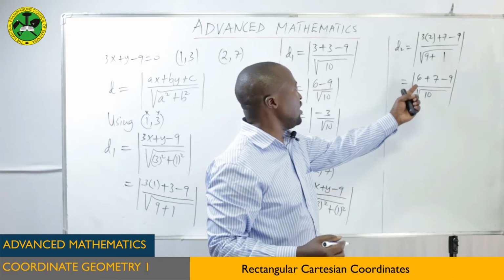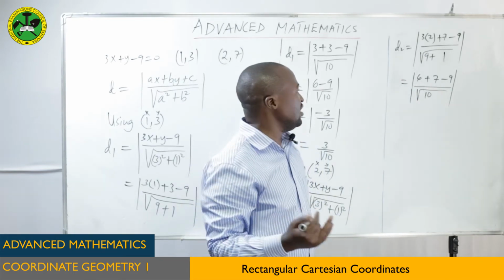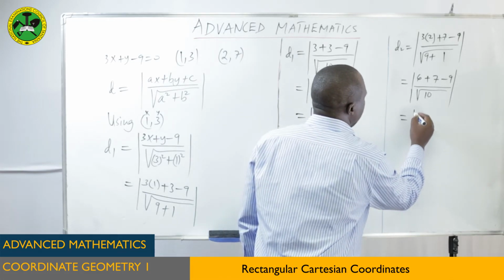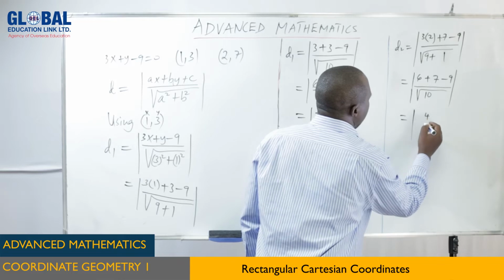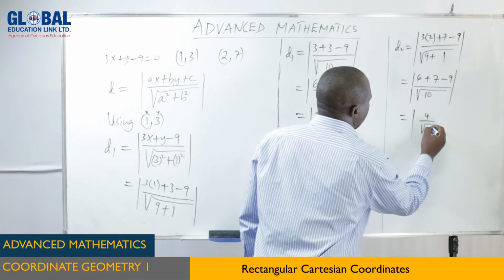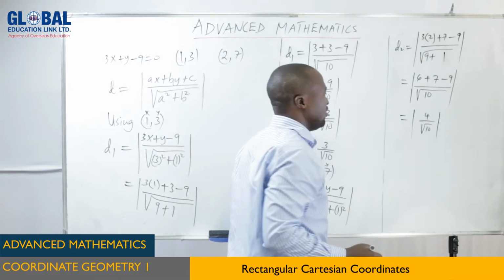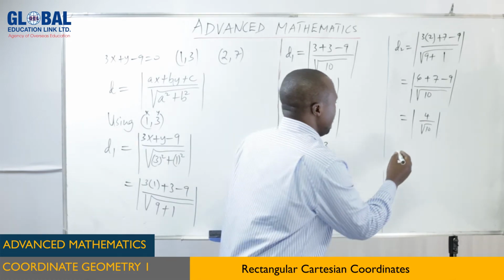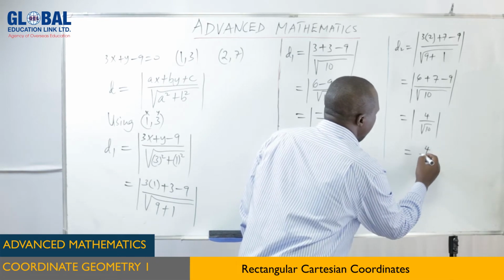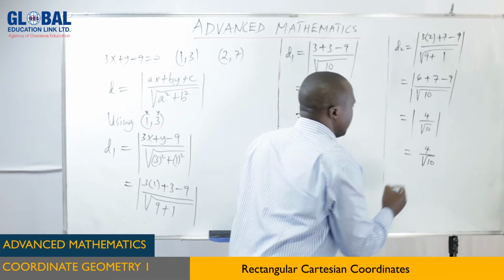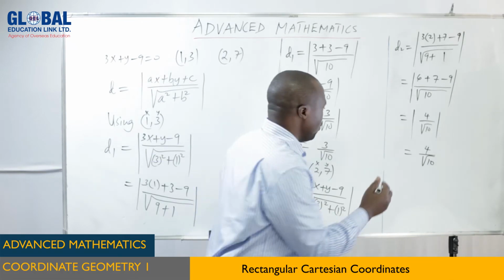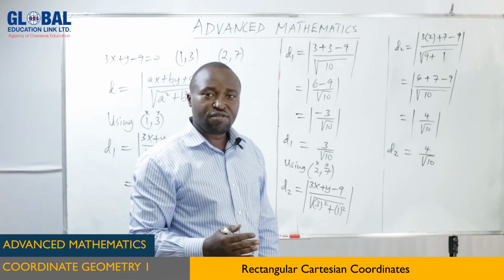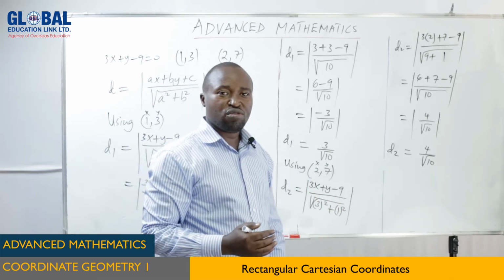So we have 6 plus 7, that is 13, minus 9, so we have the absolute of 4 over the square root of 10. But the absolute value of 4 over the square root of 10 is equal to 4 over the square root of 10. Now we have d2, which is equal to 4 over the square root of 10.